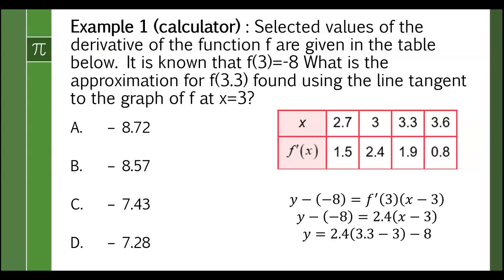So I'd have y minus negative 8 equals f prime of 3 times x minus 3. Plug in the 2.4, plug in the 3.3. So 3.3 minus 3 is 0.3. And this one is calculator friendly, so you could just type that all in. The reason this one is calculator friendly is because there's no function, so you can't cheat and get the actual answer off your calculator.